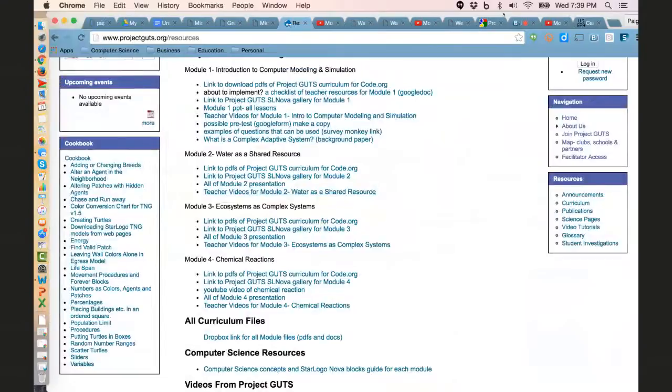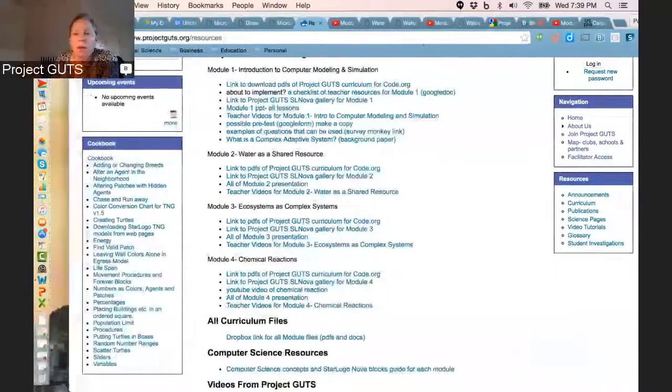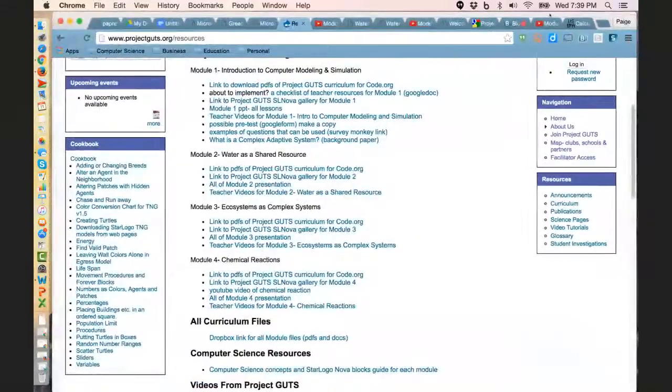I'm going to get back to our gallery. Lots of window resizings and things.